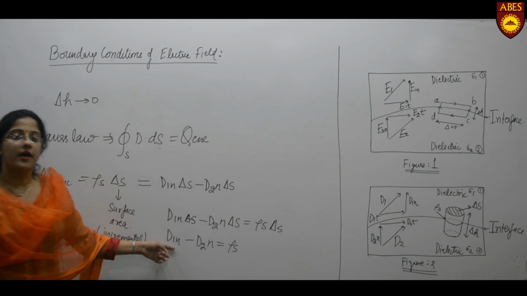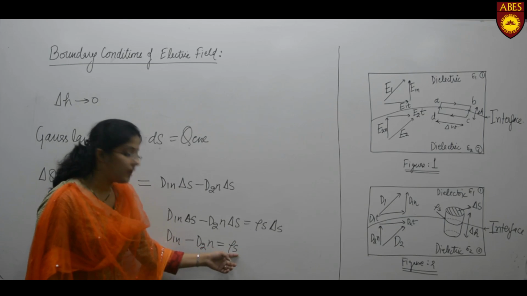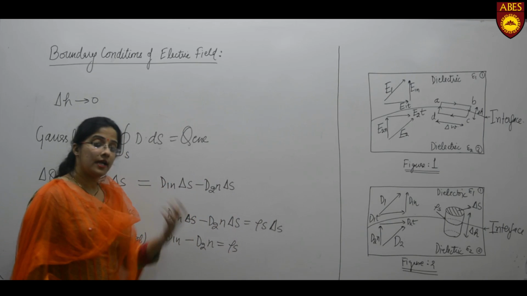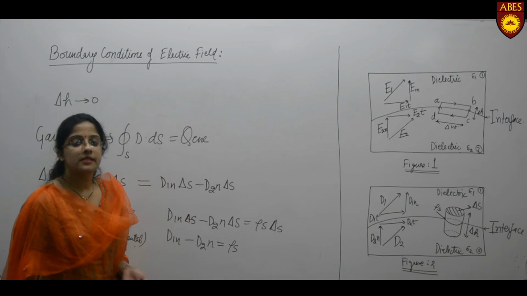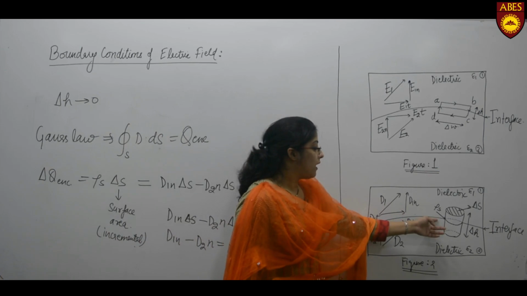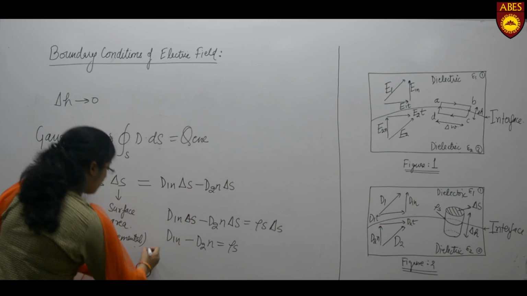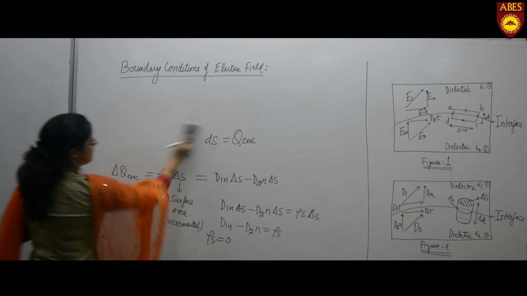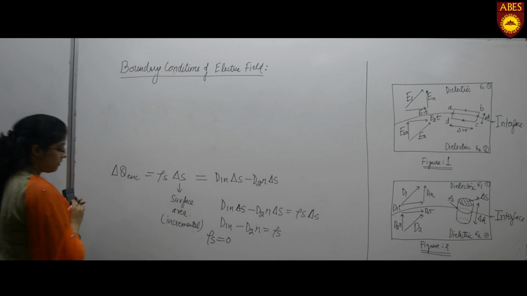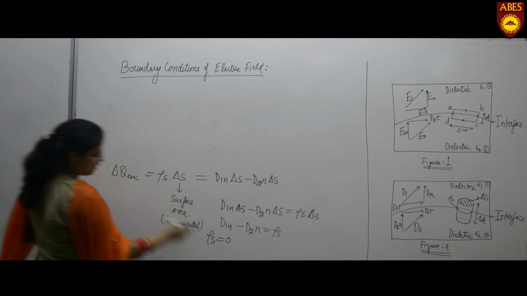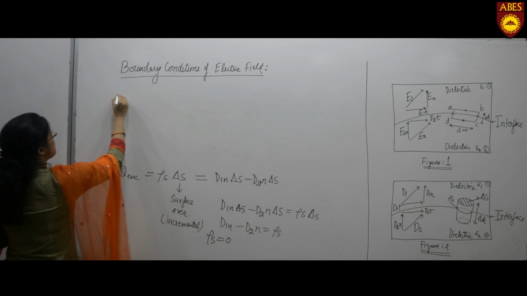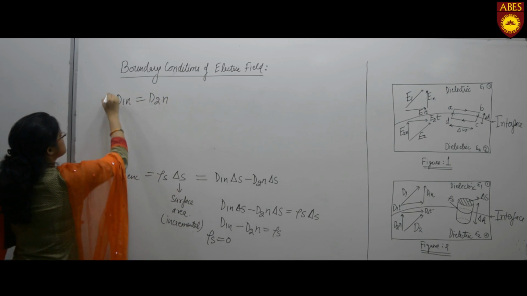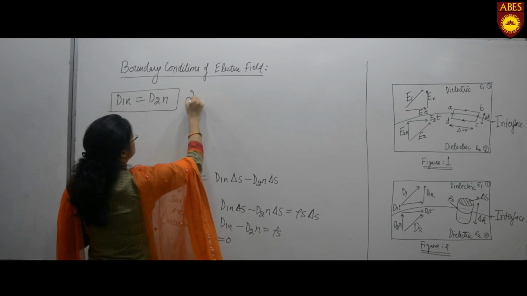Now this is not the final boundary condition, as in this case I have already considered some free charge at the interface. Now what is happening over here, if I assume that rho s can be 0, or if I assume the interface as a charge free region, so I have to put rho s equals 0. Now if I put rho s equals 0 in this equation, then the equation will become D1n equals D2n. Now this is the second type of boundary condition.